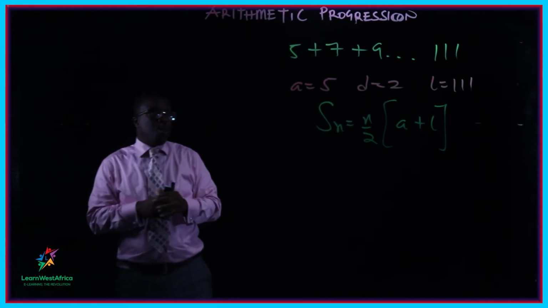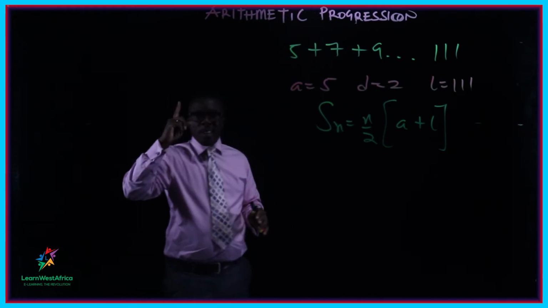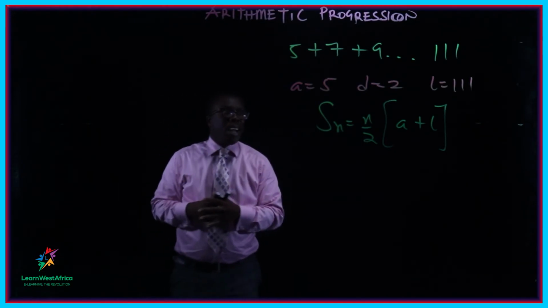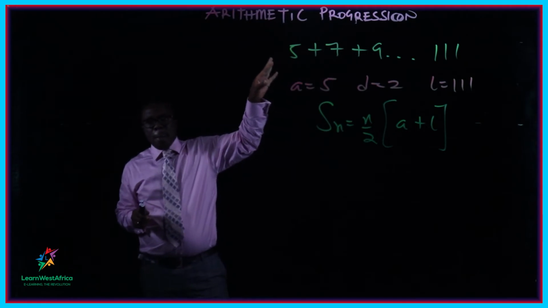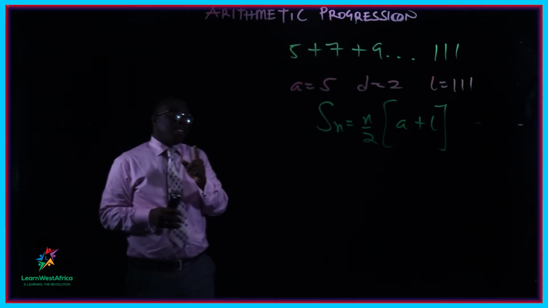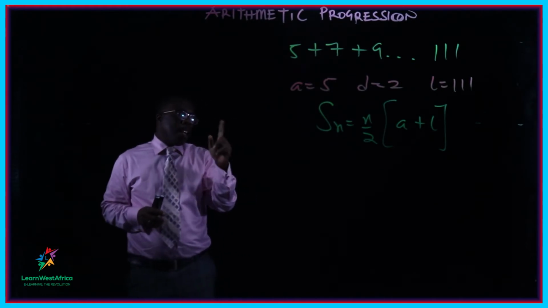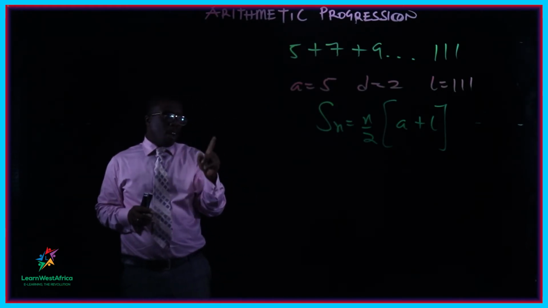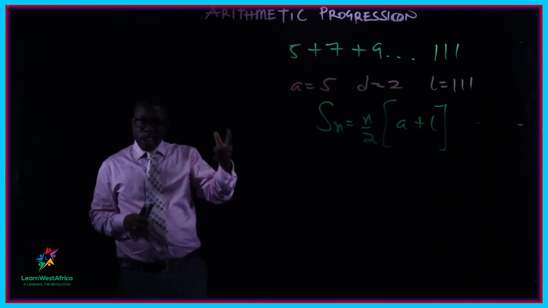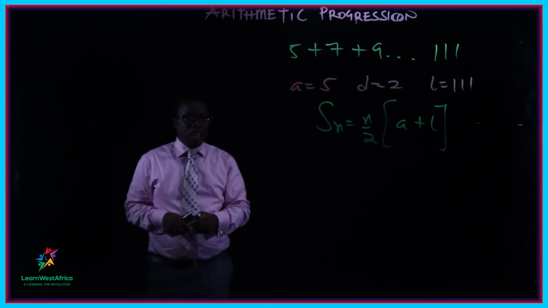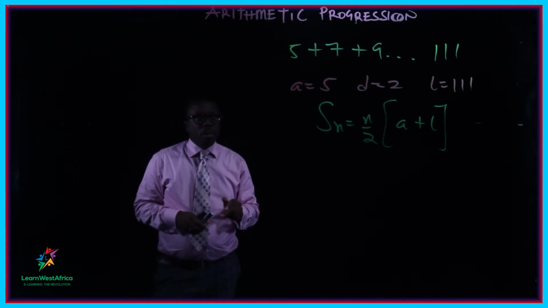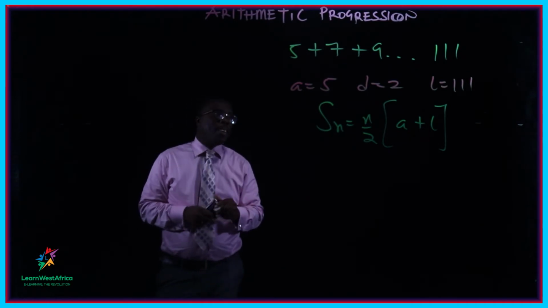So if we were to compare this, the only thing that is missing in this problem will be the number of terms. But that's also pretty easy to work out, because when you have a last term in an AP and the first term, and the common difference can be found, it is pretty simple to also work out the number of terms that exist in that AP. So let's see how best we can find that.